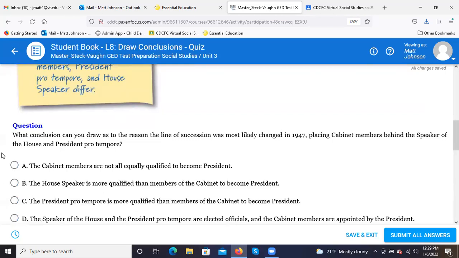What conclusion can you draw as to the reason the line of succession was most likely changed in 1947, placing cabinet members behind the Speaker of the House and President pro tempus? Is it tempus? Yep, just pro temp. That's fine.